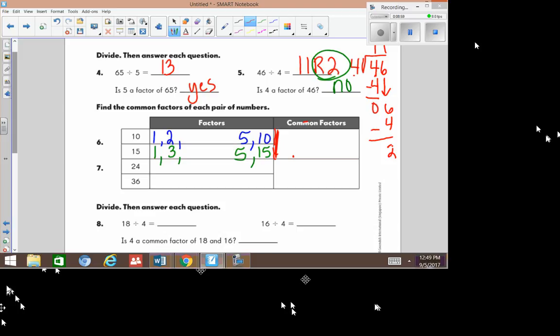So listen, let's not get off subject. Focus. So we all have things in common. That means it's the same, right? So do these have any of the same factors? Yes, 1 and 5. So their common factors are 1 and 5.